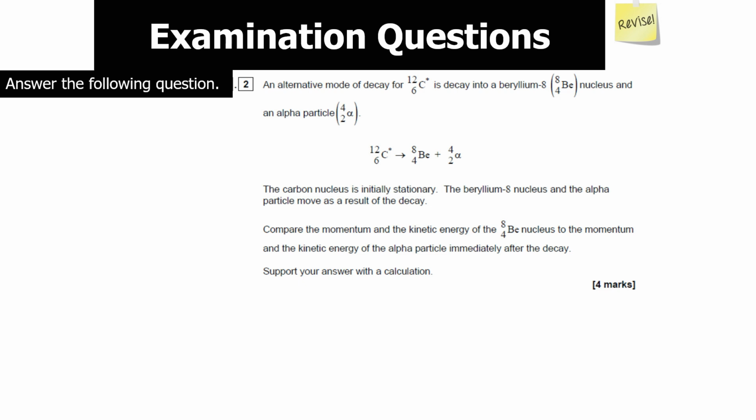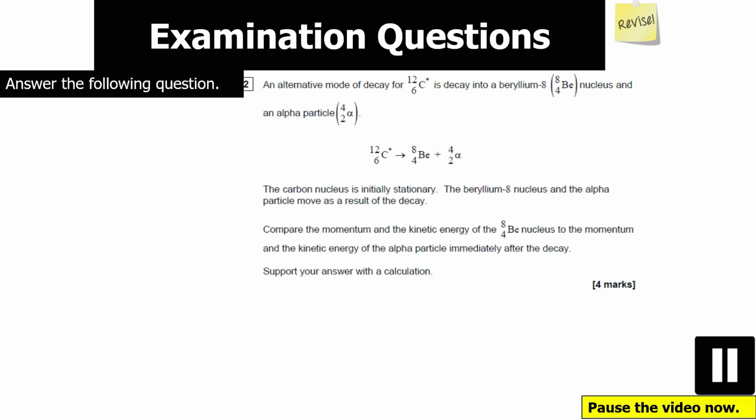The next question says, an alternative mode of decay for carbon-12 is to decay into a beryllium-8 nucleus and an alpha particle. The carbon nucleus is initially stationary, and the beryllium-8 nucleus and the alpha particle move as a result of the decay. Compare the momentum and the kinetic energy of the beryllium nucleus to the momentum and the kinetic energy of the alpha particle immediately after the decay. Ensure to support your answer with a calculation. So pause the video now, then unpause the video when you want to go through your answer.